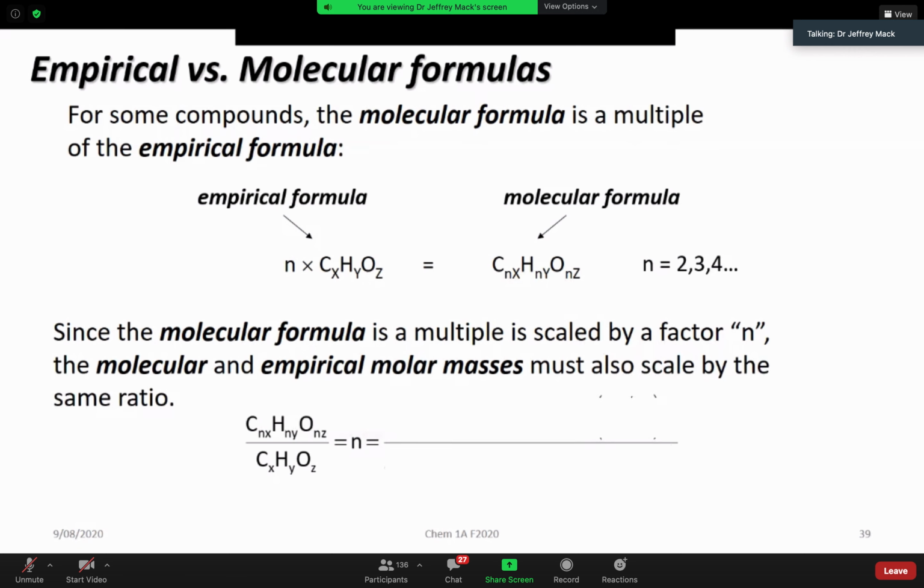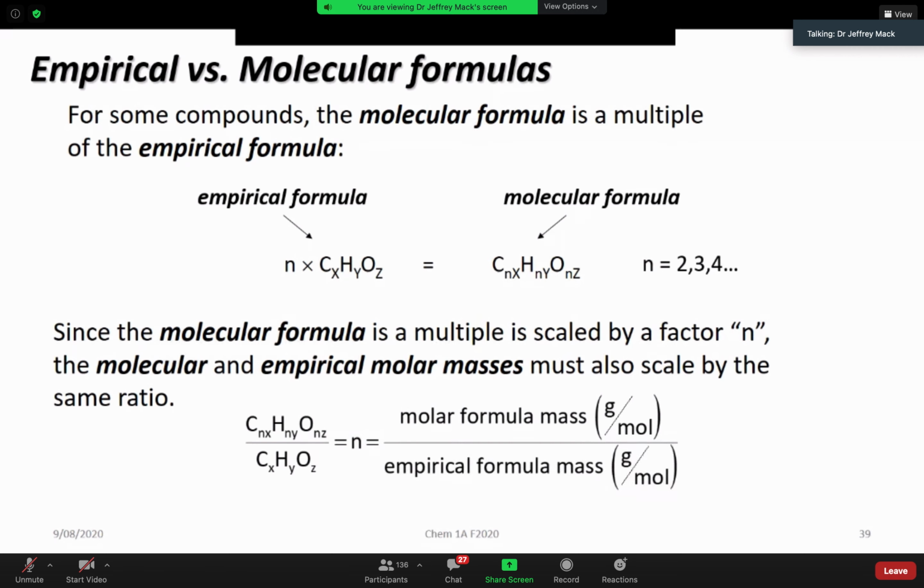Well, that also means it should scale with the molar mass of the compound, right? The molecular formula mass divided by the empirical formula mass. They have to scale the same way. Right? And so if my molar mass for a compound is twice that of my empirical mass, then N equals 2. If it's 3 times, N equals 3, and so on and so forth.